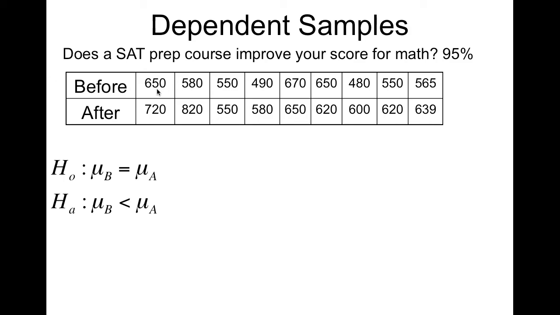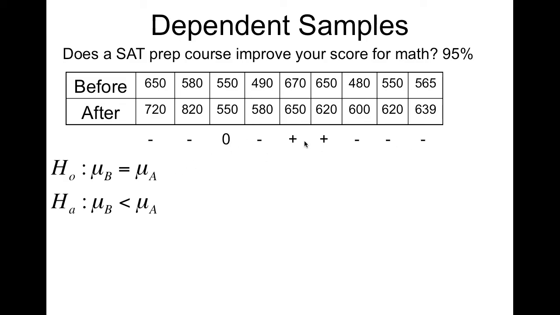So if I go through this, 650 minus 720, that would be a negative value. 580 minus 820, negative value. 550, 550, that would give you 0 if you subtracted it. 490, 580 is another negative, and you would just keep going. That would be a positive. 670 minus 650 is a positive value. 650, 620, positive value. 480, 600 is negative. 550, 620 is negative. 556 and 639 is negative.